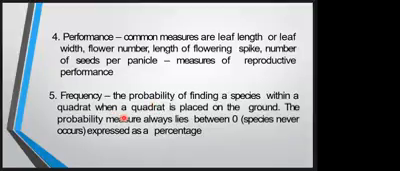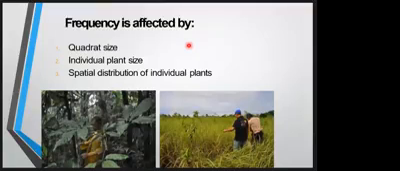So another, again, is the frequency. It's the probability of finding a species within a quadrat when a quadrat is placed on the ground. So frequency is how many times it shows up in a quadrat. Of course, frequency is affected, first, by quadrat size. So we cannot say that in every quadrat it should recur, because we depend on the quadrat size. Let's say you're aiming to sample 1 hectare, definitely the area you cover will differ because of the size.